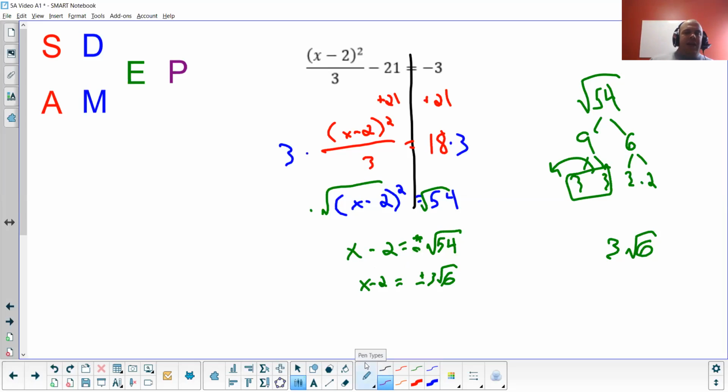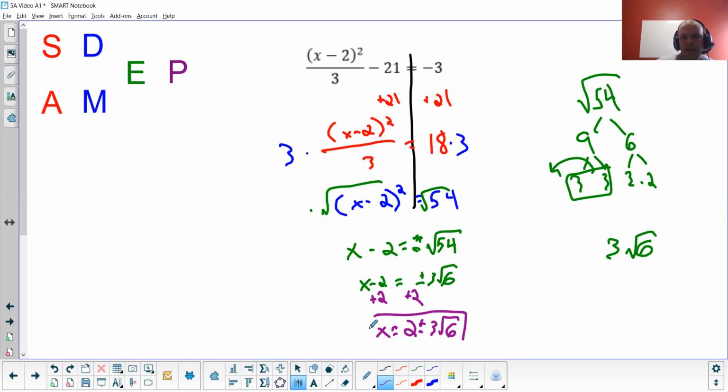Now, I wanted to show you, you could definitely break this down into 2 separate parts, but we can actually just know, hey, I got x. To get it by itself, I need to add 2 to both sides. So I can say x equals 2 plus or minus 3 square roots of 6.